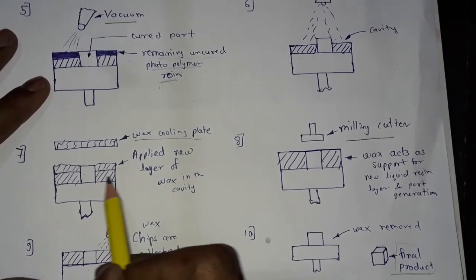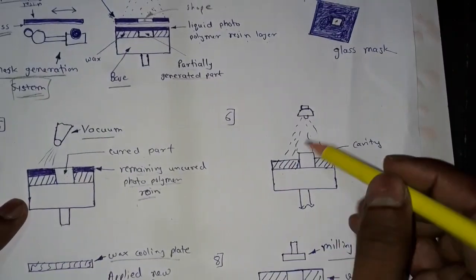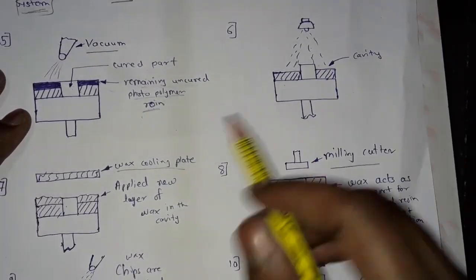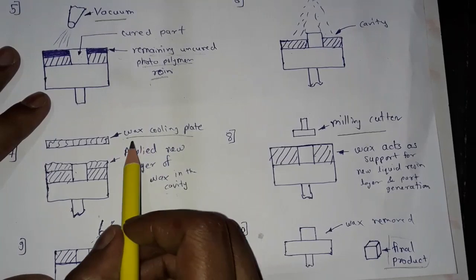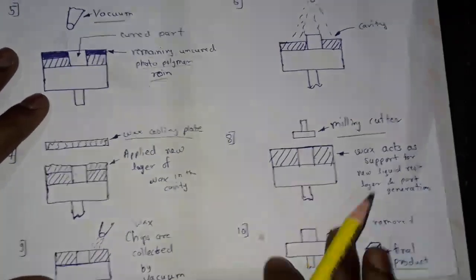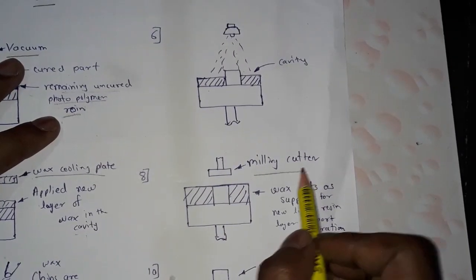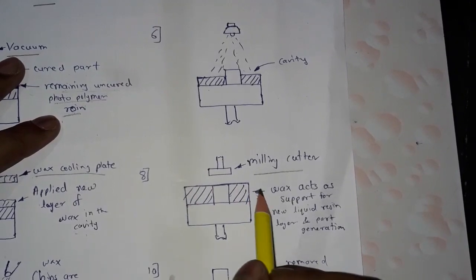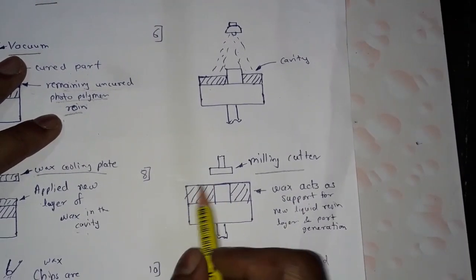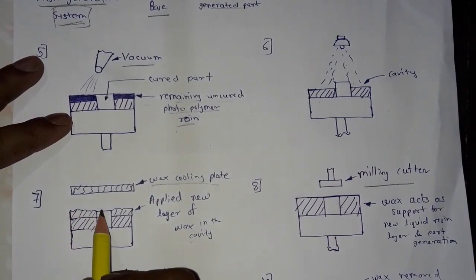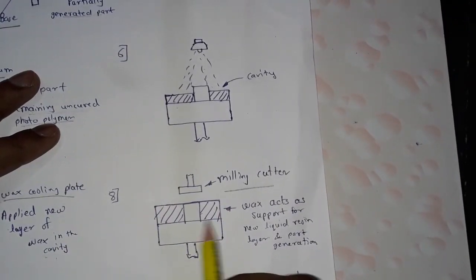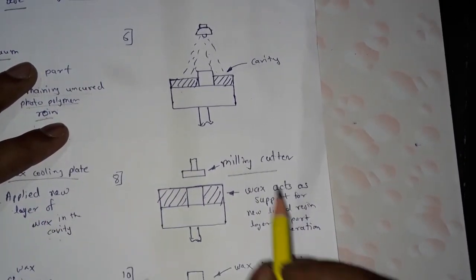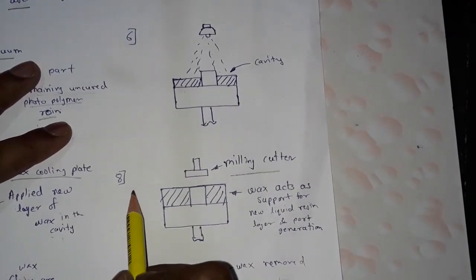Now the next step, you can see here, after applying the UV rays to solidify remnants, we apply a new layer of wax in the cavity. Here we use a wax cooling plate to cool the wax. Next we use a milling cutter to level the surface. Here you can see this is the uneven part, and here it is the even, leveled part. The milling cutter is used to level the surface to make it smooth and at the same level.